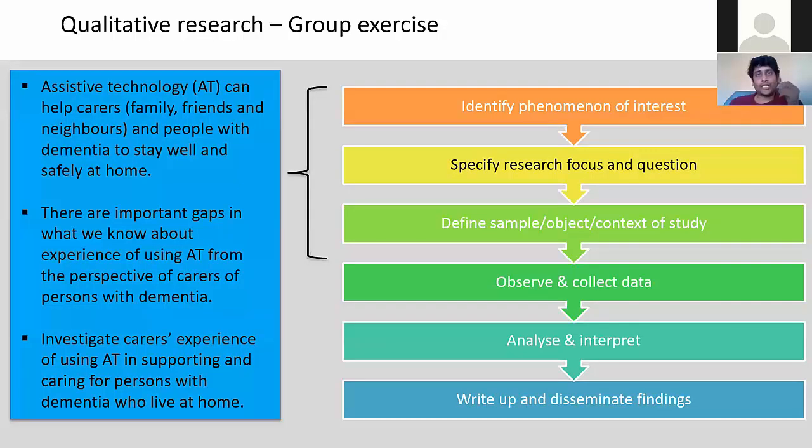Feel free to unmute yourself and see if you can answer some of these questions. Whichever group wants to go, tell us what you think should be the research focus. So what should be the research question? Did anybody do that? Unmute yourself and go for it.